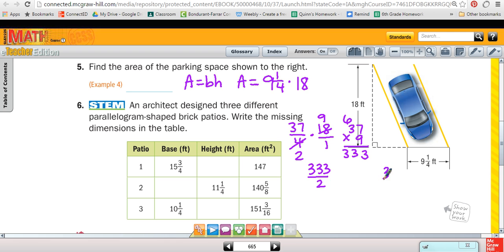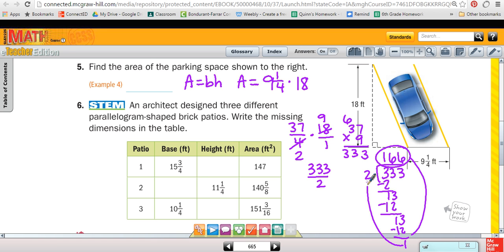So if I divide that, 333 divided by 2 goes in once. I bring down the 3, 2 goes in 1 six times, that's 12. I bring down the 3, 2 goes in 1 six times again, which is 12, with 1 left over. So I get 166 and 1/2. So area equals 166.5 square feet. So 3 points there remaining for number 5.